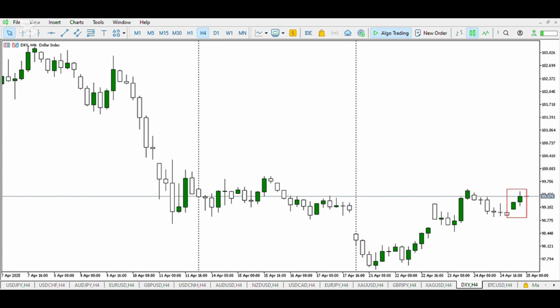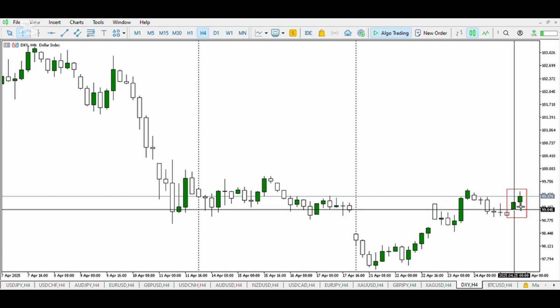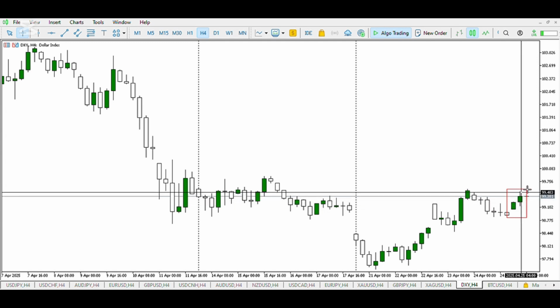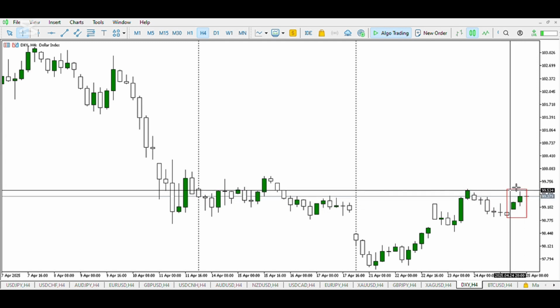On DXY, at the opening of the Asian session, we can see the buyers pushing price up, and in the second half you can see the buyers impulsively trying to push price up and break the high of yesterday. Following from this, what do we expect?